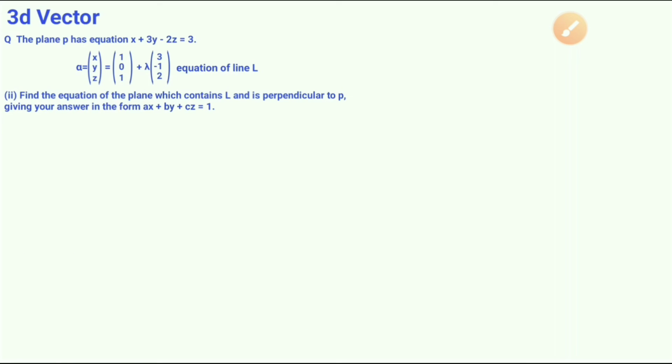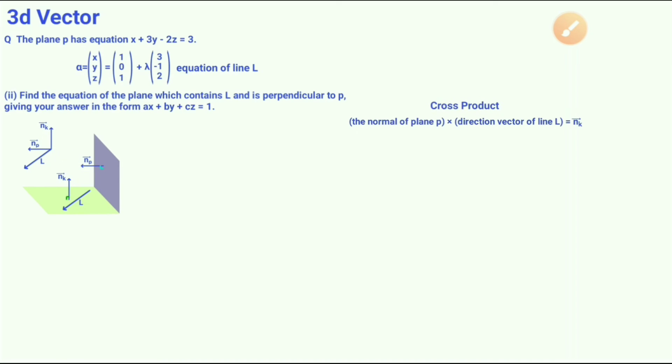The plane P has this equation, and we have the equation of a line. Find the equation of the plane which contains L and is perpendicular to P, giving your answer in the form ax plus by plus cz equals 1. Okay. So L contains this, and this is another plane that we need to find. We can use a cross product to find the normal of that plane, and then you can easily find the equation.